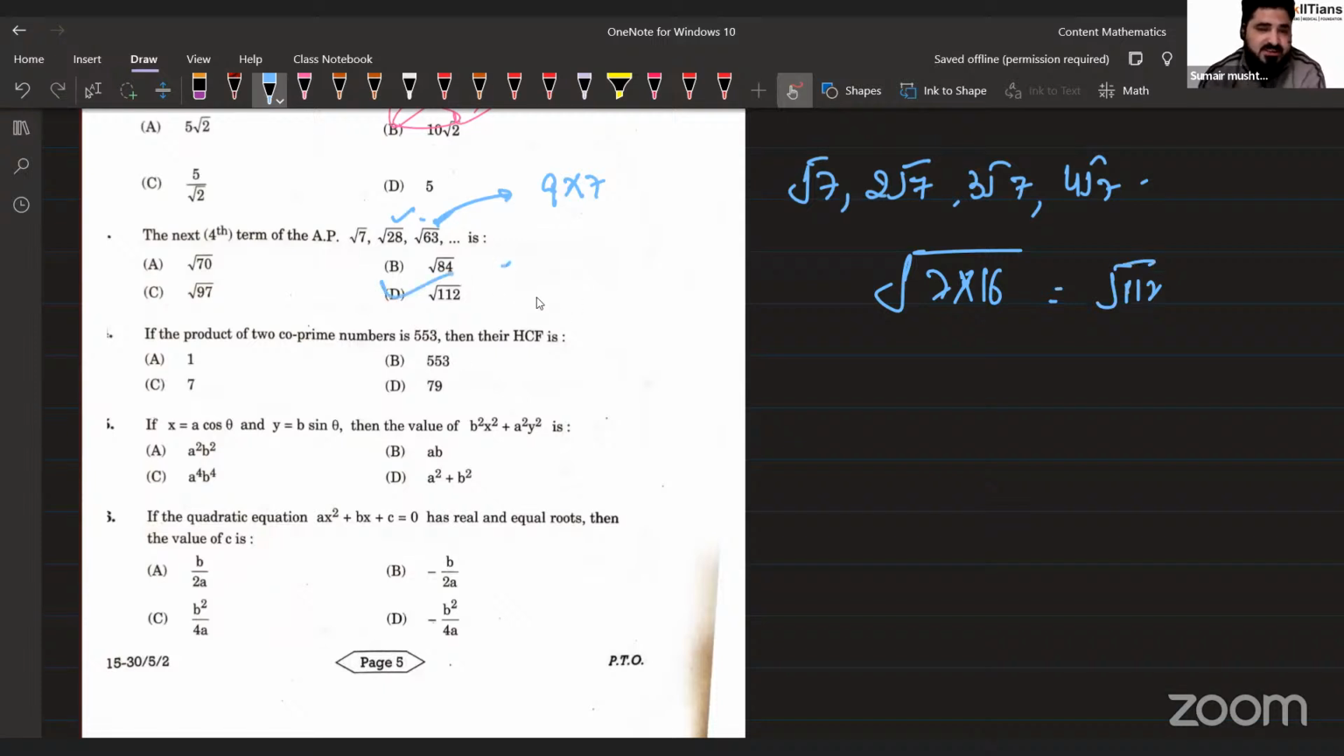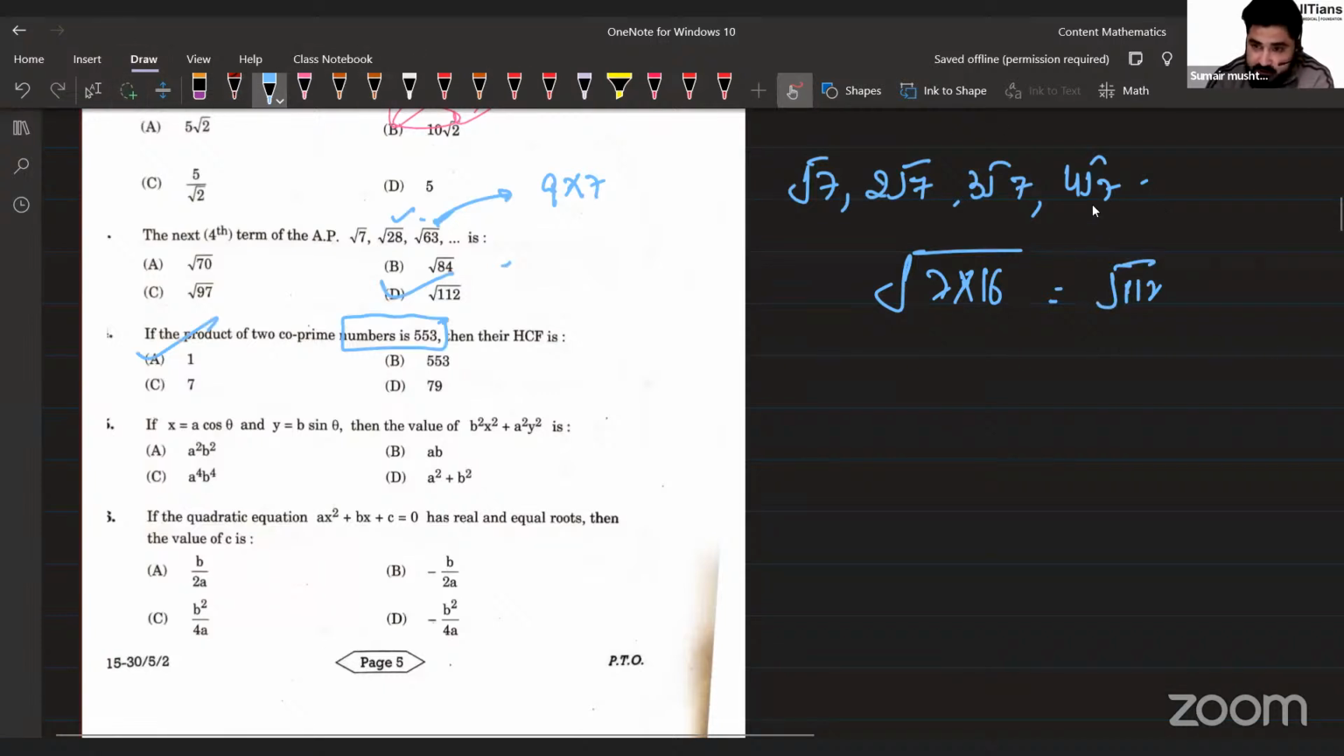And this question is simple and conceptual, and this was just to make you people confused, nothing else. The product of two coprime numbers is given. If you know the two numbers are coprime, then their HCF is always equal to 1, isn't it? HCF is 1. Simple. Next question.